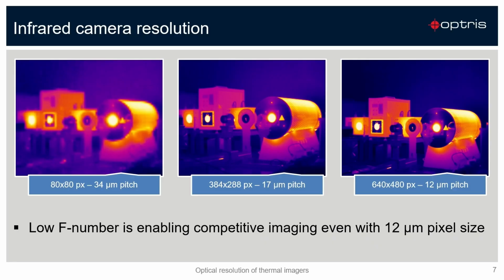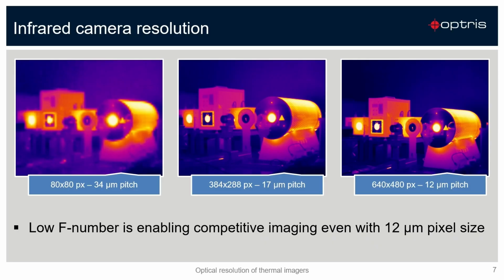In the center we see the same object, the same scenery, and basically the same field of view in this case, but with a higher resolution of the camera. Here we have 384 by 288 pixel and a smaller pixel pitch, that means a smaller size of a single pixel on the detector, 17 micrometer. And on the right side we see a so-called VGA resolution, 640 by 480 pixel with a 12 micrometer pitch detector.